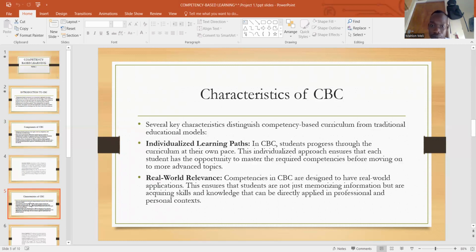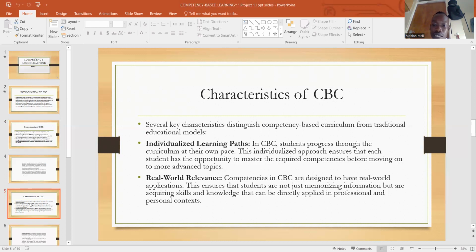Characteristics of CBC. There are several key characteristics that distinguish competency-based curriculum from traditional educational models. The first is the individualized learning path. In CBC, students progress through the curriculum at their own pace. This individualized approach ensures that each student has the opportunity to master the required competencies before moving on to more advanced topics.